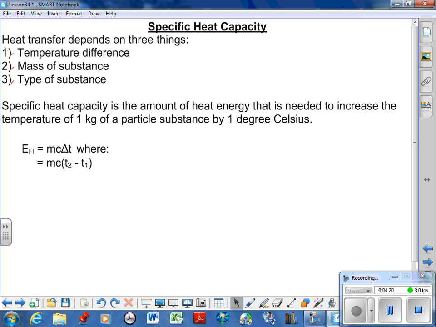Specific heat capacity is not a definition you're going to have to regurgitate, but you need to be able to identify or understand what it means. It's the amount of heat energy that is needed to increase the temperature of 1 kilogram of a particular substance by 1 degree Celsius. So how much heat energy is required to move 1 kilogram of turkey 1 degree Celsius. So here's our formula, and it's another energy formula. It's MC delta T, where M is our mass. So put the legend down. M, mass of substance.